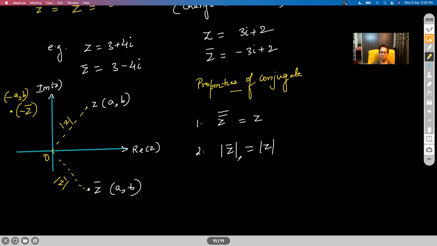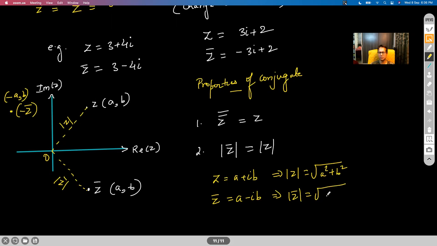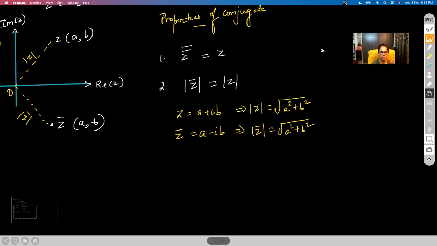So please note this down, and also you can look at it from your expression point of view. If z is this, its modulus will be under root a square plus b square. If z conjugate is this, its modulus will again be under root a square plus b square. Both are the same. So please note this down.